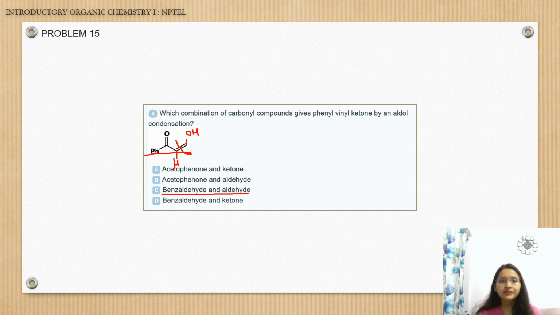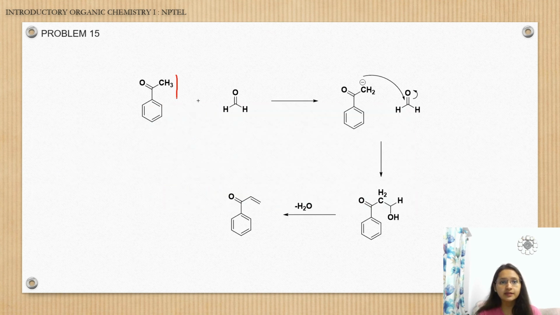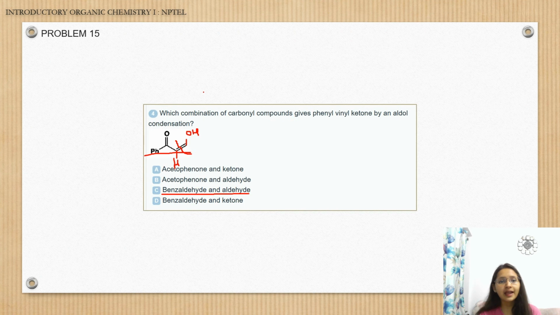Again, benzaldehyde is this. Instead of methyl, you have this hydrogen. This is the benzaldehyde, so benzaldehyde also doesn't have any alpha proton present. So option C is also getting eliminated. Now that you have three options in hand, see them one by one.